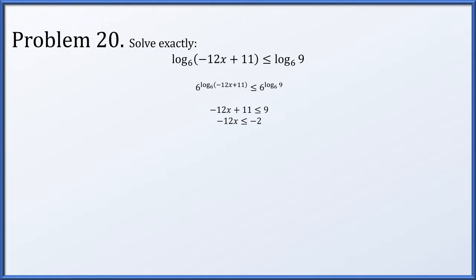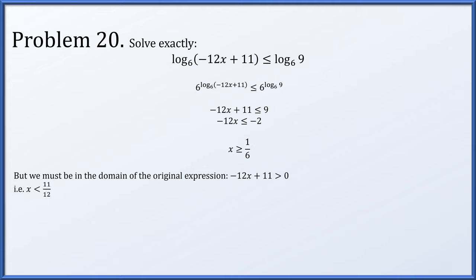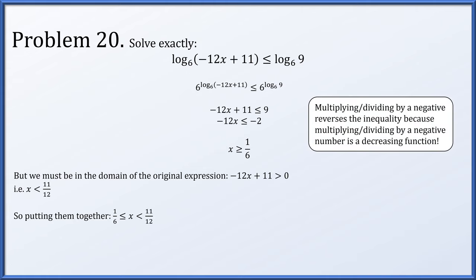We can solve this for x fairly directly by subtracting 11, dividing by negative 12. x must be bigger than or equal to 1/6. But we do have to be in the domain of the original expression. Negative 12x plus 11 being plugged into a logarithm must be positive. In other words, x must be less than 11 over 12. So if you put these together, 1/6 must be less than or equal to x, which must be less than 11 over 12. Observe, back here at this stage, we had negative 12x less than or equal to minus 2.